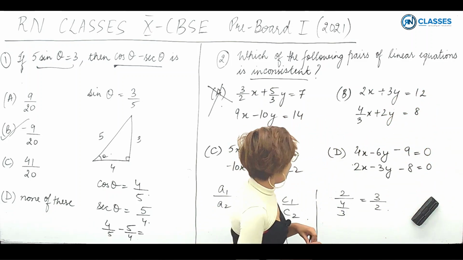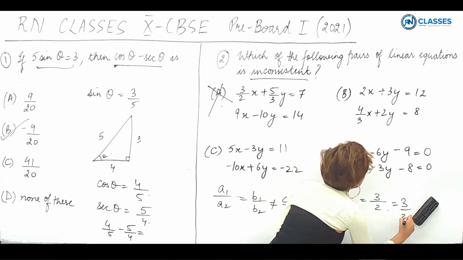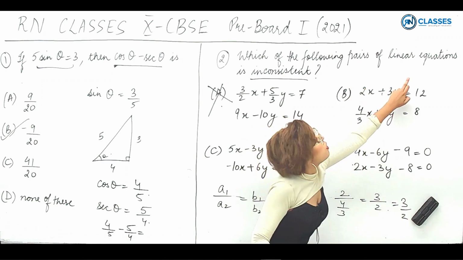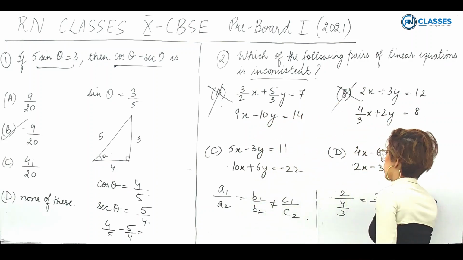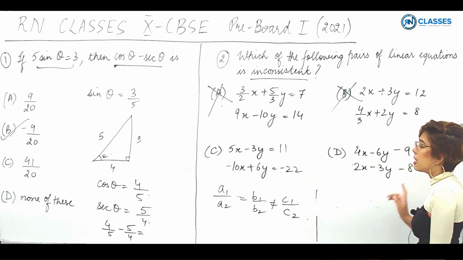Is it 3 by 2? Oh, it is 3 by 2. So a1 by a2 is equal to b1 by b2 is equal to c1 by c2. Definitely not the condition that I want. So option B rejected. Now let's move on to option C then.